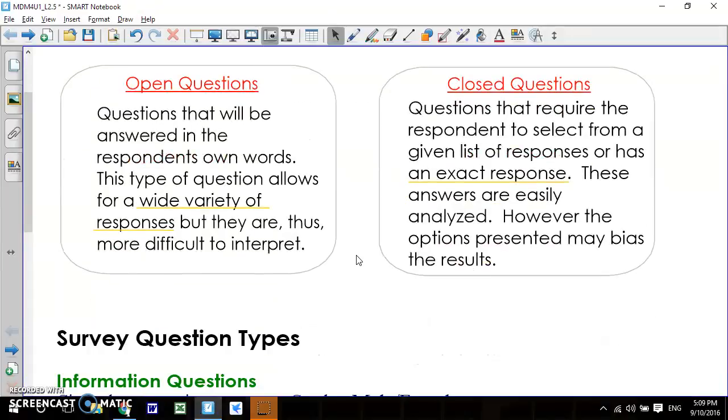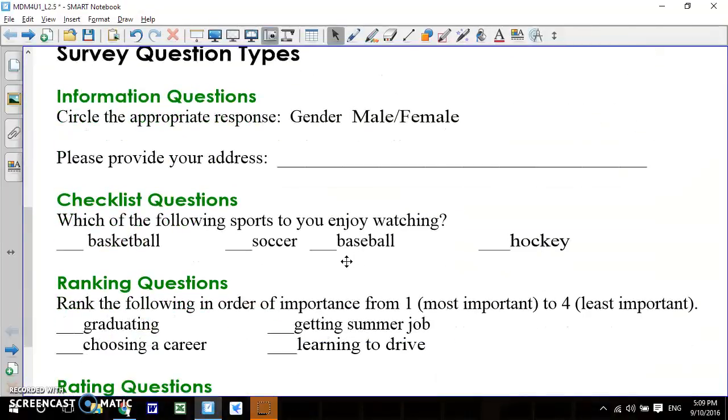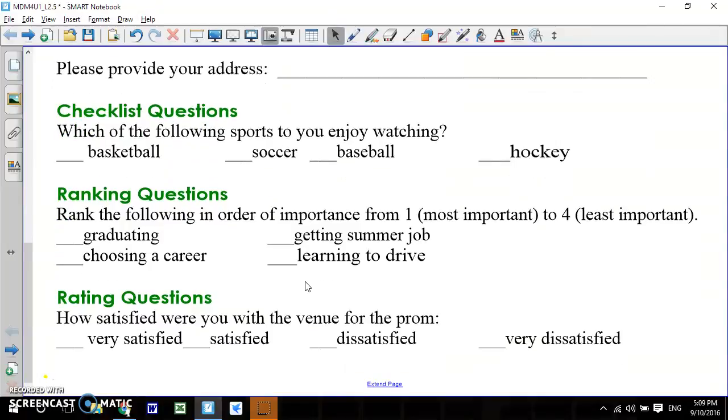And then when it comes to survey question types, we can look at information questions where it's very specific. You're providing basically information. So say a gender, and you just circle male and female, or when you provide your address, that's also giving information. In questionnaires and surveys, you will always also find checklist questions where you are allowed to pick more than one selection or one choice.